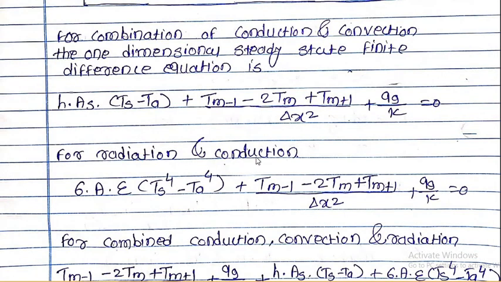Now for radiation and conduction, in the same manner we have to consider the heat transfer by radiation, and in that case we have to consider the radiation heat transfer equation, that is sigma multiplied by A multiplied by eta into bracket T_s raised to 4 minus T_a raised to 4. In this equation sigma is the Stefan-Boltzmann constant, eta is the radiation effectiveness, that is emissivity, and Q_g is the heat transfer rate per unit volume per unit time.